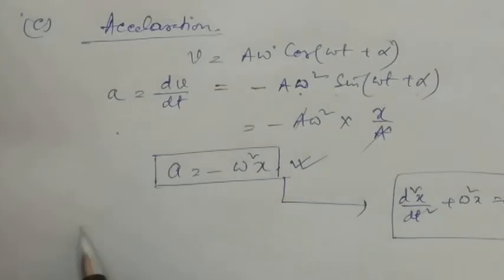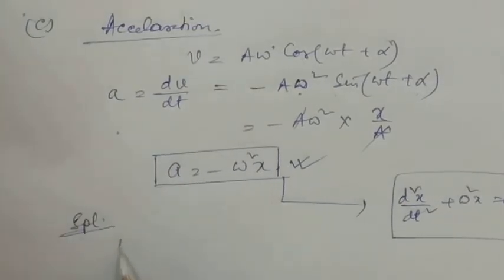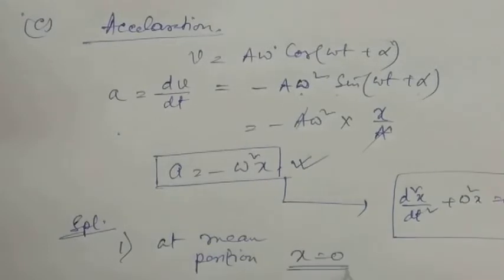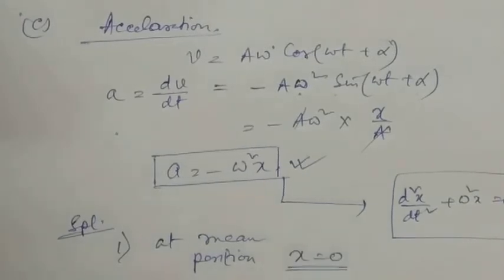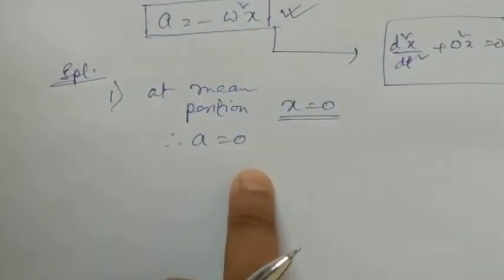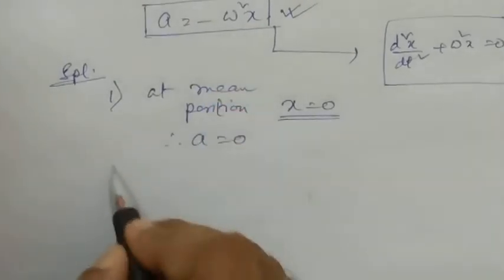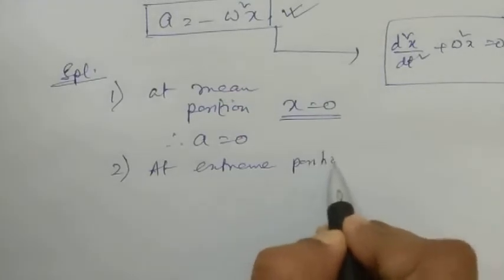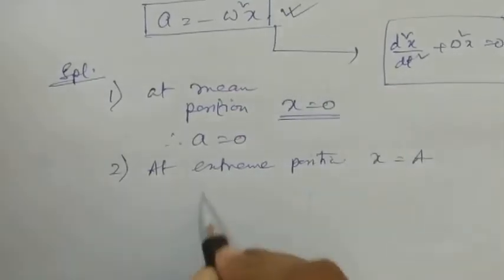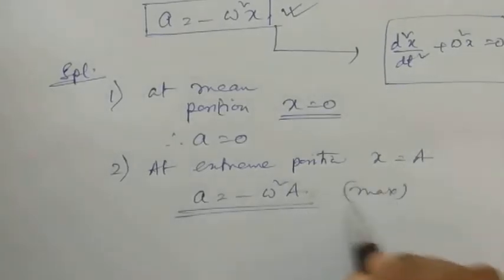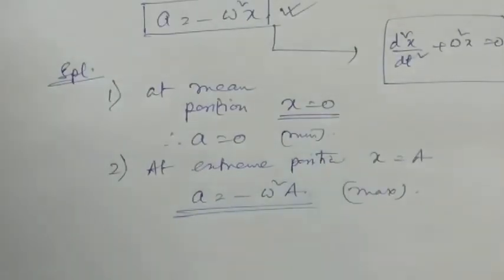Now again the special cases. The first case is at mean position. What is the value of a at mean position? Mean position means x is equal to 0. That means a is also equal to 0. By replacing the value of x is equal to 0 in this equation, we get a is equal to 0. Therefore the acceleration at the mean position is 0. And now at extreme position x is equal to a, so a is equal to minus omega square a. So this also is the maximum value of the acceleration. This is the minimum value of acceleration.